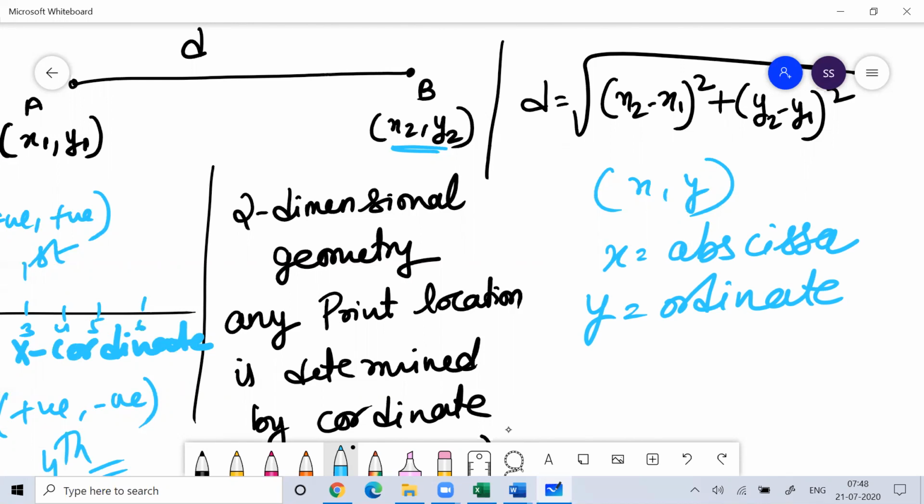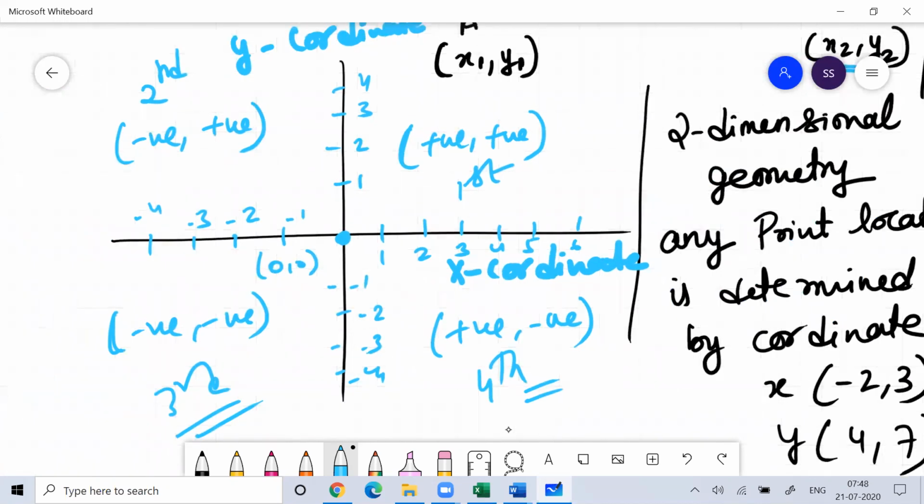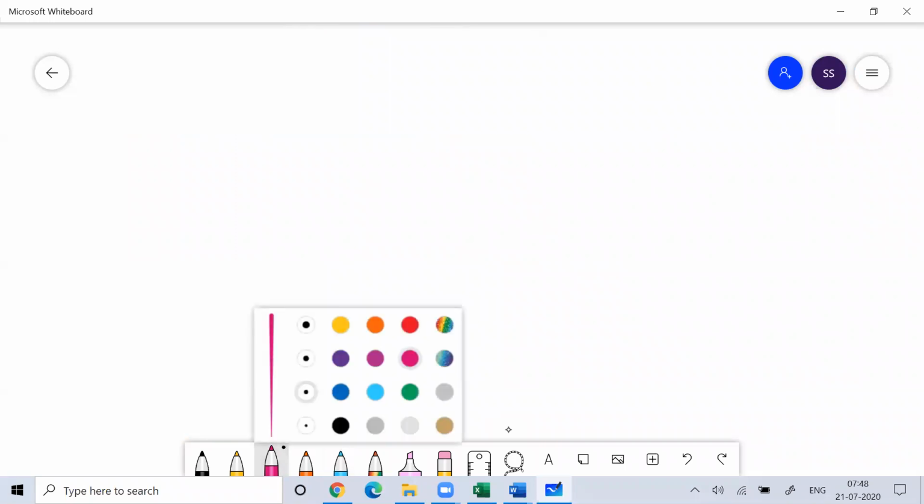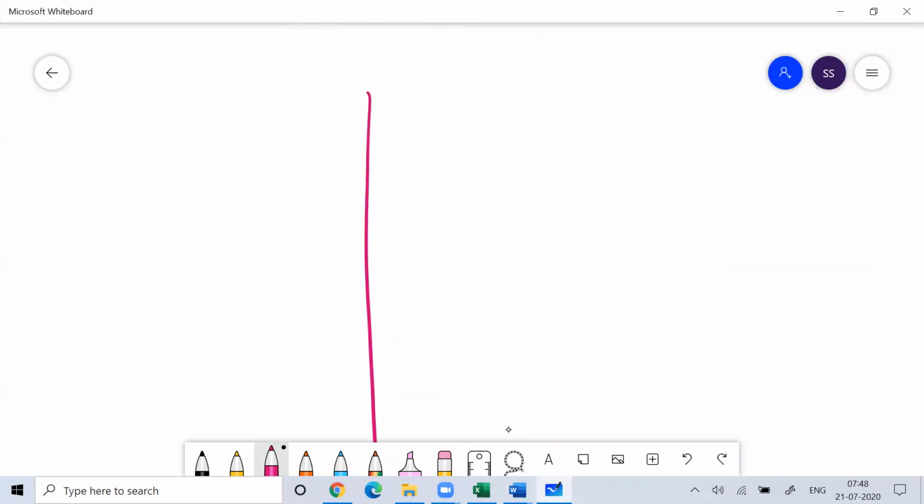This logic of quadrants, which we use in geometry and in the linear equations chapter, the same logic we can use in trigonometry also. In trigonometry we can also represent these four quadrants, and here in the first quadrant, this angle is called 0 degree, and this is 90 degree.